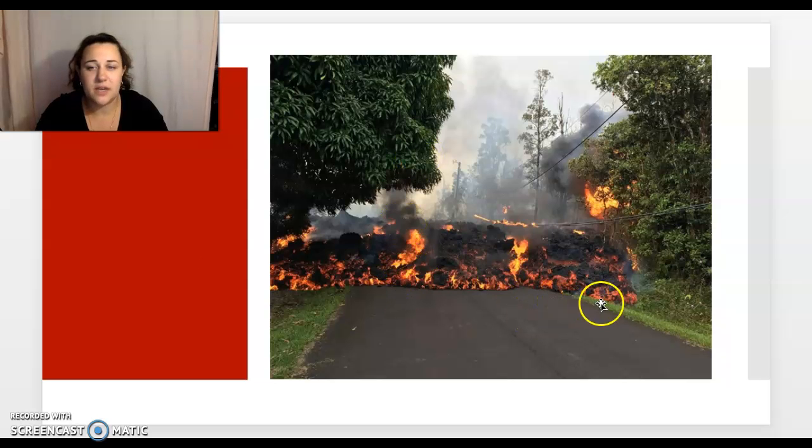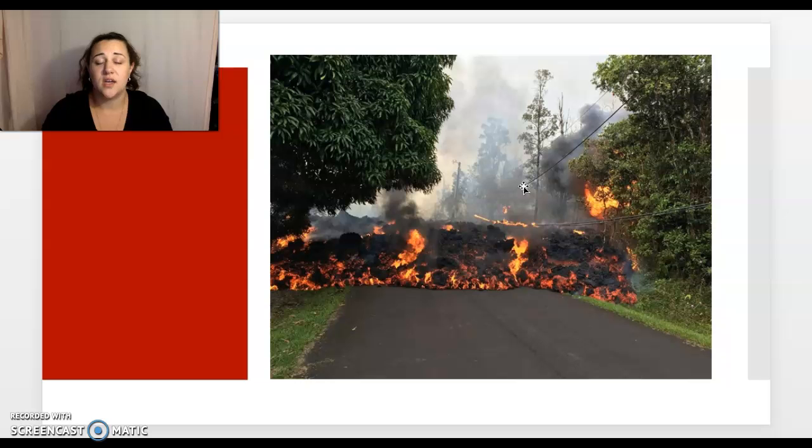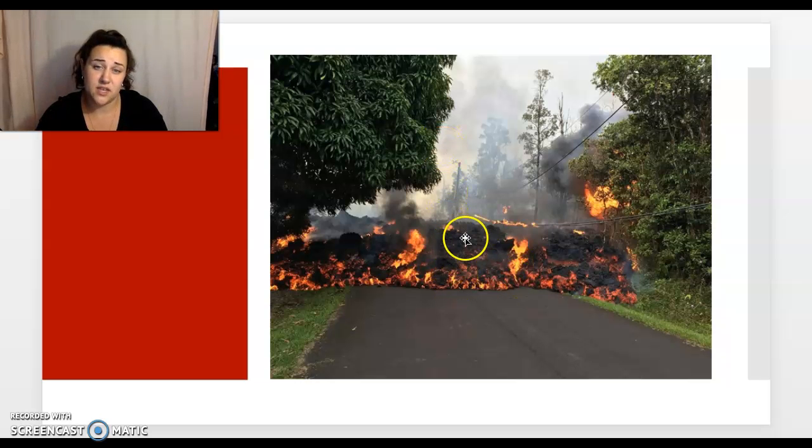This, friends, is just a picture of lava that has come into the streets. Okay, this picture is actually taken in Hawaii, which is, again, another state in our country, just like New York. It has a bunch of volcanoes there, and one erupted, and this is all the lava in the streets. And you can see how dangerous that can be.